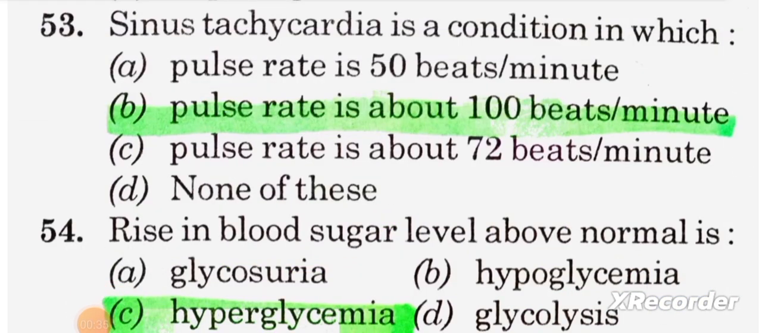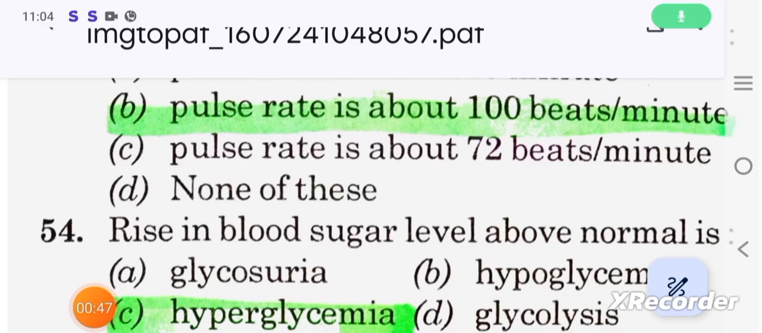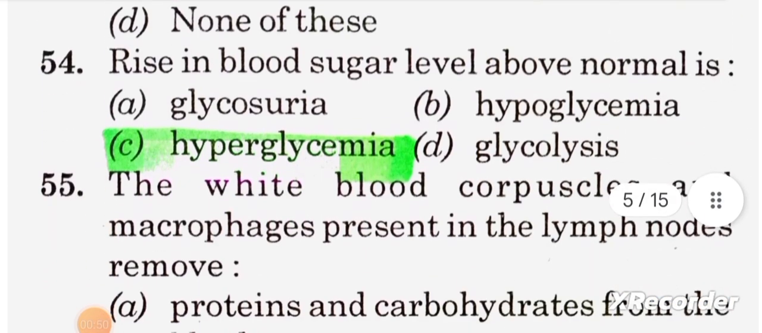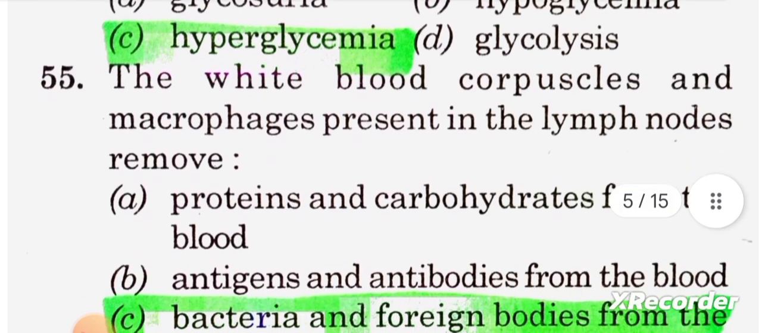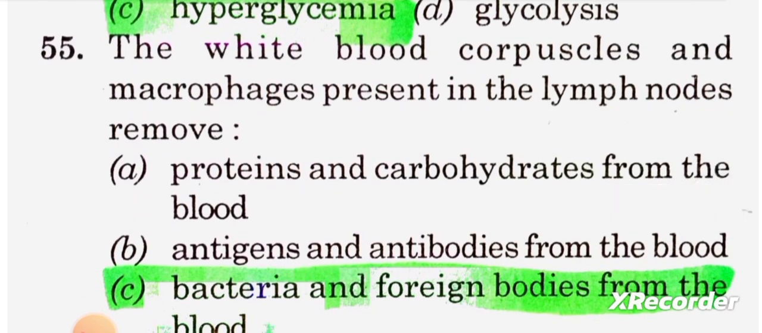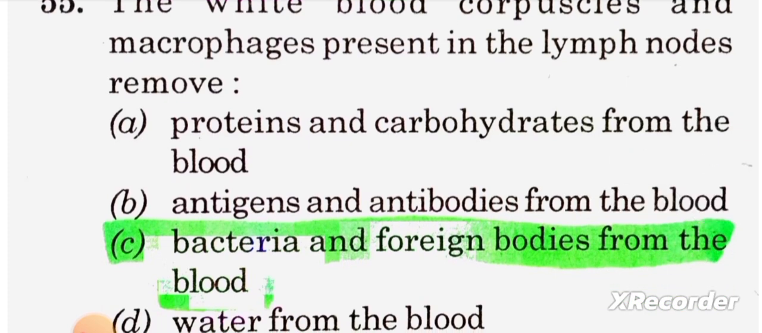Next 53. Sinus tachycardia is a condition in which answer B. Pulse rate is about 100 beats per minute. Next 54. Rise in blood sugar level above normal is answer C. Hyperglycemia. Next 55. The white blood corpuscles and macrophages present in the lymph nodes remove answer C. Bacteria and foreign bodies from the blood.